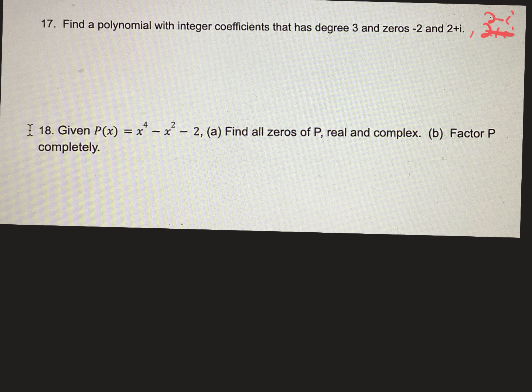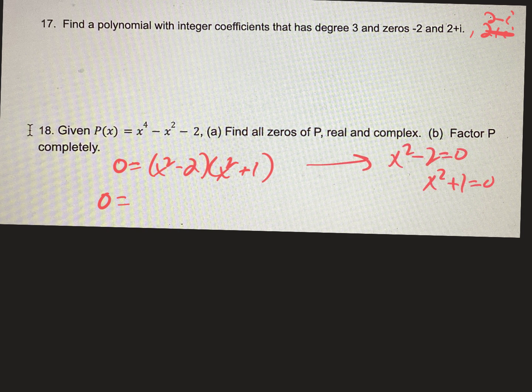So you can factor that the way it is. I'm going to say x squared minus 2 and x squared plus 1. Now, I know x squared minus 2, 2 choices here. You can take both of those over to the side somewhere, like you can do this: x squared minus 2 equals 0, x squared plus 1 equals 0, and just move the 2 over, move the 1 over, take square root, solve them that way.